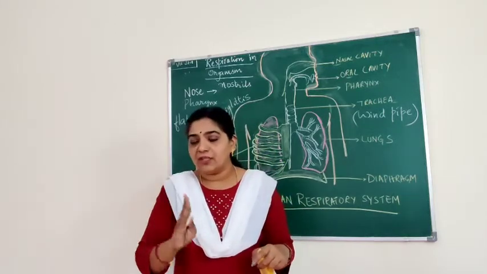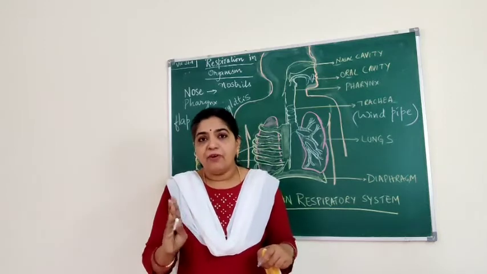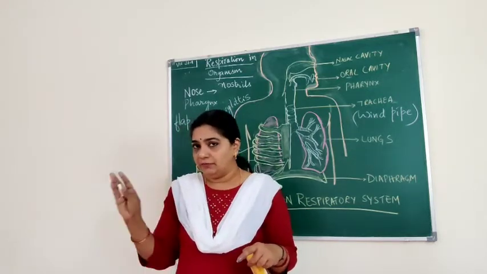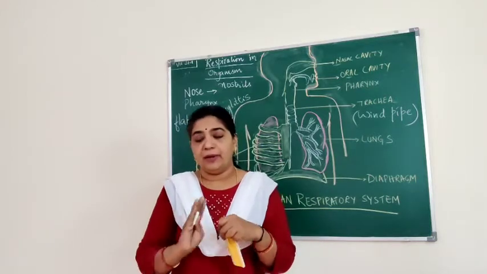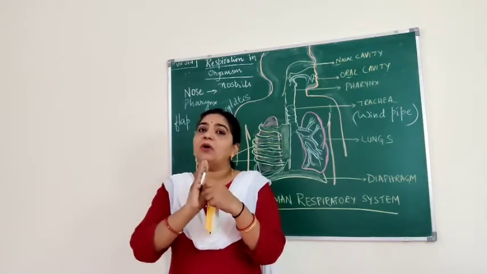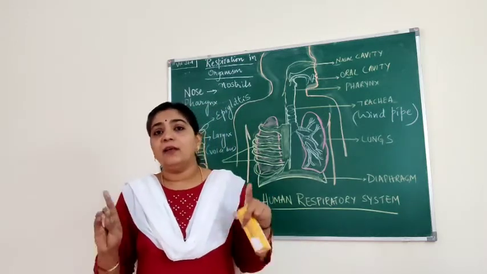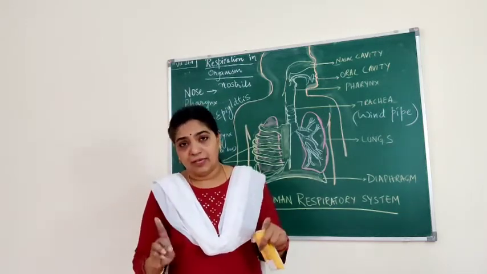So what is the function of epiglottis? Whenever the food or the water passes through the pharynx and should enter the food pipe, it will close. Epiglottis will prevent the entry of the food and the water into the trachea.